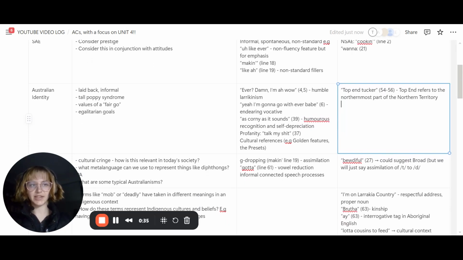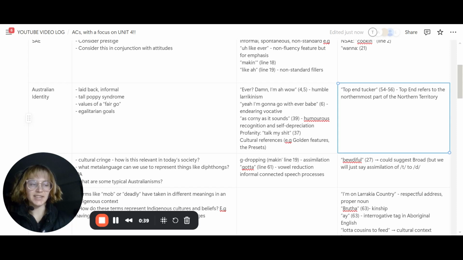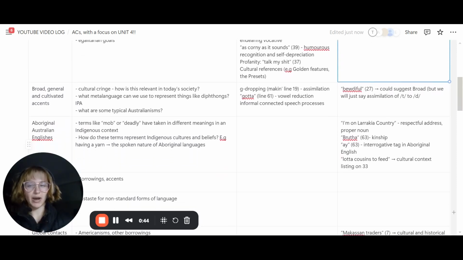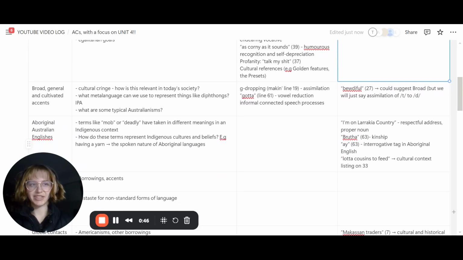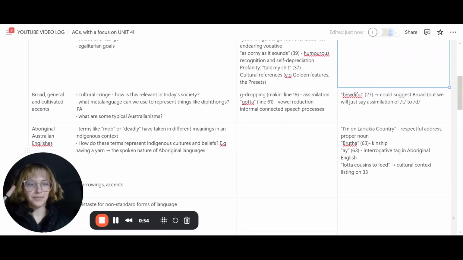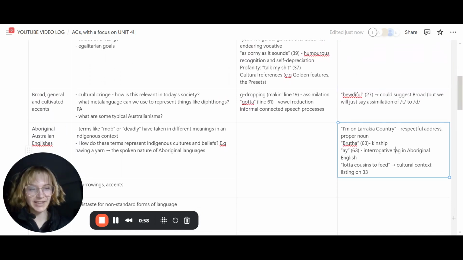Top end refers to the northernmost area of the Northern Territory. That's kind of just a cultural context sort of thing. It could as well be part of Aboriginal Australian Englishes, since there's quite a lot of different cultural groups in the Northern Territory. But I wasn't too sure, so I put it in Australian identity, because there's obviously some overlap between Aboriginal Australian Englishes and Australian identity.